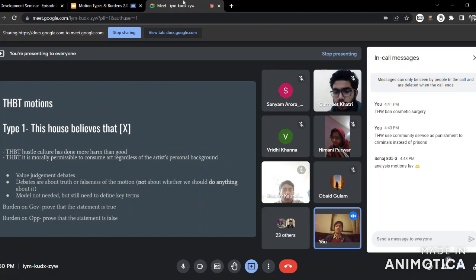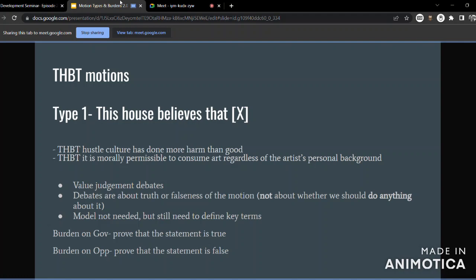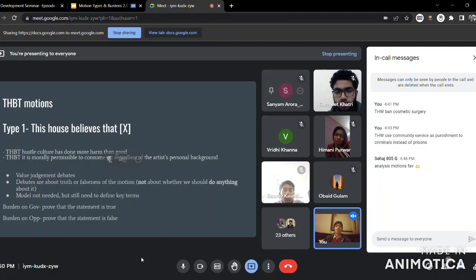This house believes that motions, THBT is the short form. These are of two types. I'll discuss both one by one. The first type is this house believes that X. Now, X is a statement, it can be anything.